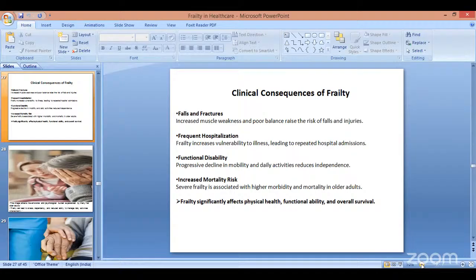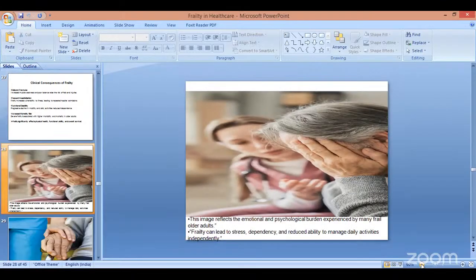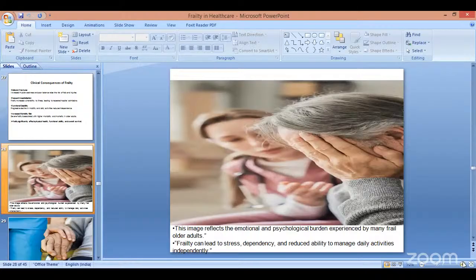Functional disability: a progressive decline in mobility and daily activity reduces independence. There is increased mortality risk. Severe frailty is associated with high morbidity and mortality in older adults. Frailty significantly affects physical health, functional ability, and overall survival. So here is a picture. The image shows the emotional and psychological burden experienced by many frail older adults. Frailty can lead to stress, dependency, and reduced ability to manage daily activities independently.